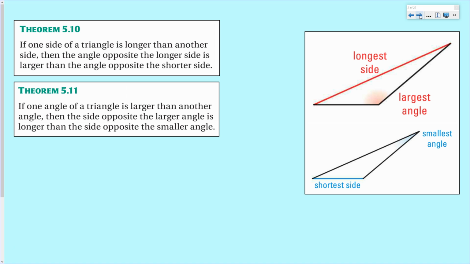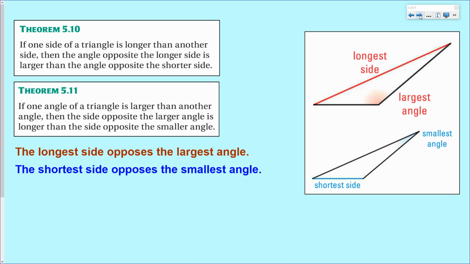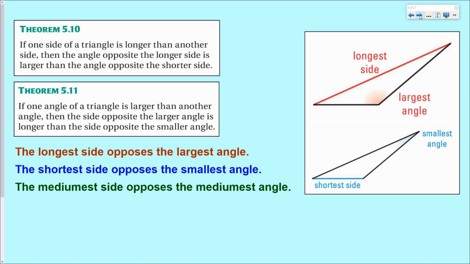Actually, there's three theorems in this section, but two theorems that go together, and they have probably some of the most awkward phrasing in the book, but if you read through those, here's the gist of it. If you have a triangle, the largest angle always opposes the largest side, and the smallest angle always opposes the smallest side. And given that a triangle has three sides, let's not forget about the medium side. The medium angle will oppose the medium side.